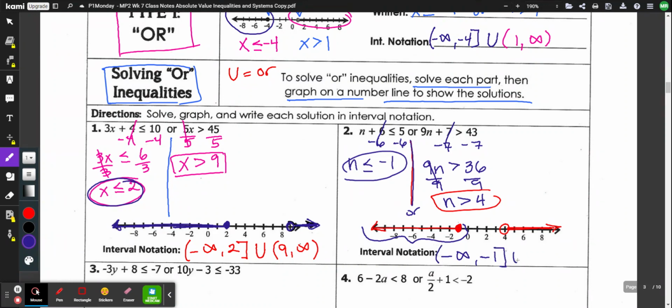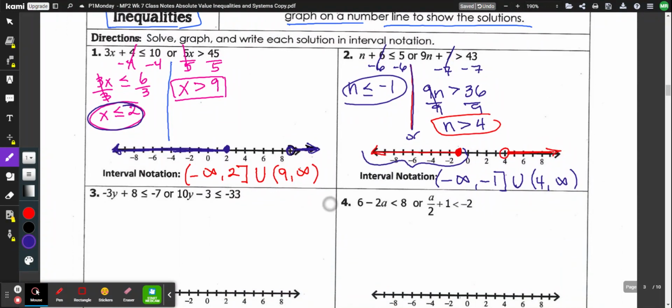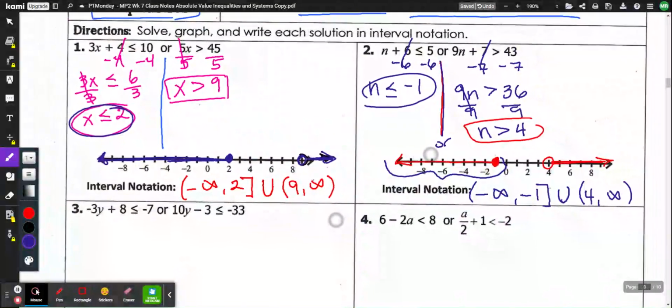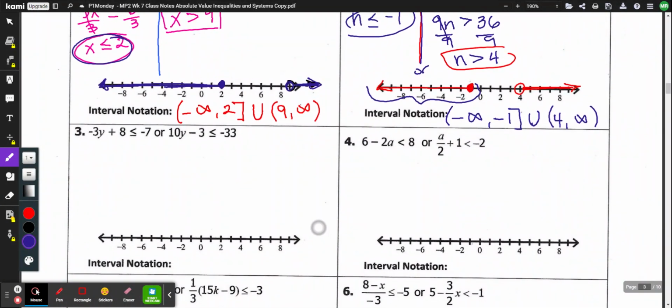And then the union. Over here we've got 4 to positive infinity with an open circle, so it's parentheses. Okay. So far, I think these are pretty straightforward. Let's go ahead and take a look at the next two.